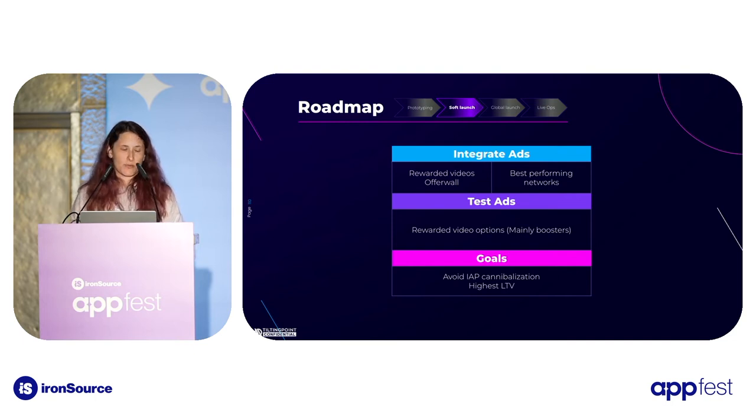You will choose the best performing networks. This is something you will be testing. I don't want to call out names. You all know who the best networks for your games are, but it's a moment to try them as well. As I said before, testing the ads in this case will be the different rewarded videos: where to place them, what's the best moment, when you need to call it, how many rewards you want to give, what the amount is, and all the different situations. And of course, the goal is to avoid in-app cannibalization and to increase the LTV.